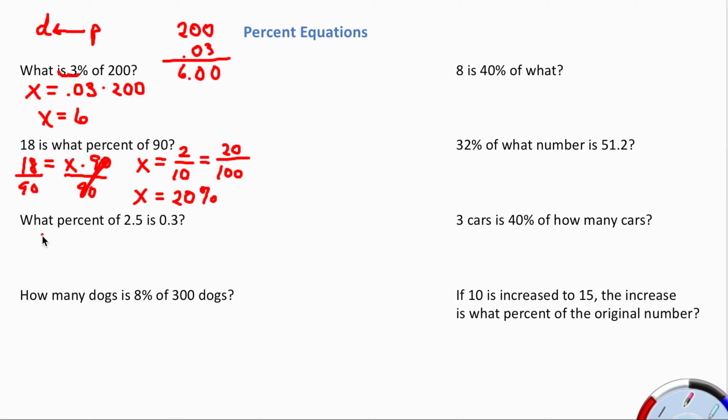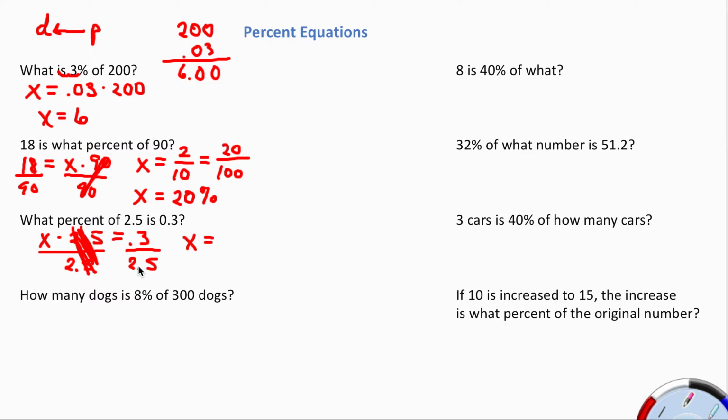Okay, so what percent of 2.5 is 0.3? Okay, well, now I've got my equation. I just got to get that x all by itself. So let's divide by 2.5. Okay, so now we have x equals 0.3 over 2.5.